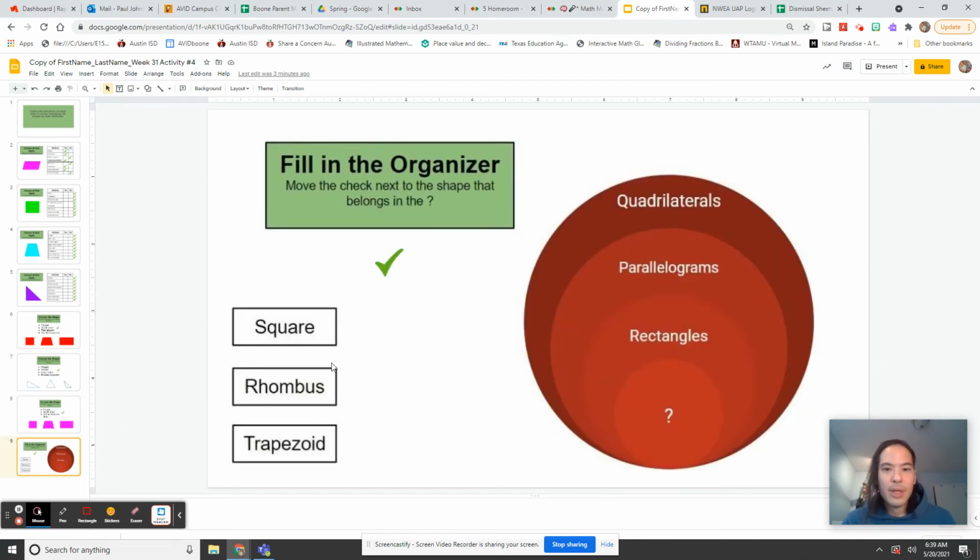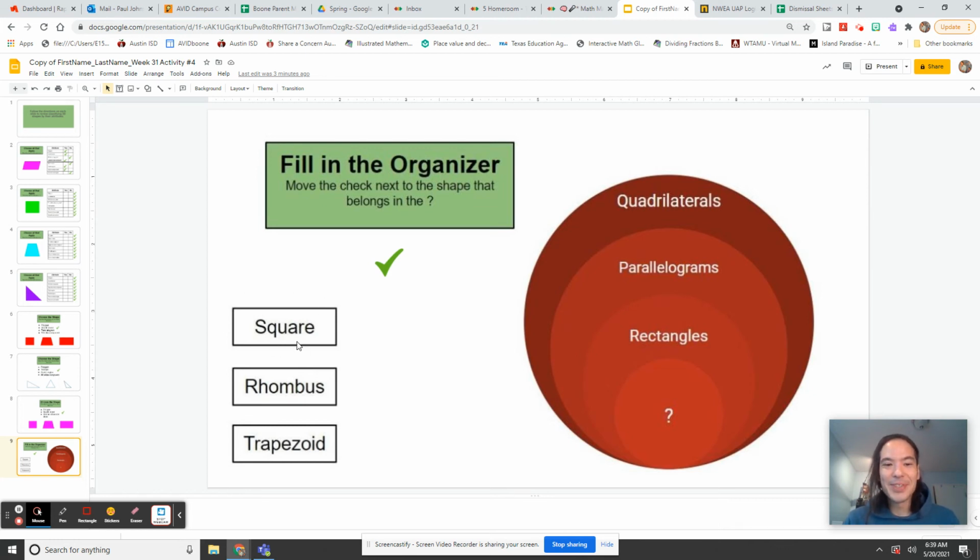All right. Next one, fill in the organizer. Move the check next to the shape that belongs in the question mark. So we need a four-sided figure with two sets of parallel sides. It also needs to have four 90-degree angles. So which one of these is a four-sided shape that has two sets of parallel sides and 90-degree angles? Two of these shapes do not have 90-degree angles. They are not rectangles. Only one of these shapes has 90-degree angles and is a rectangle.